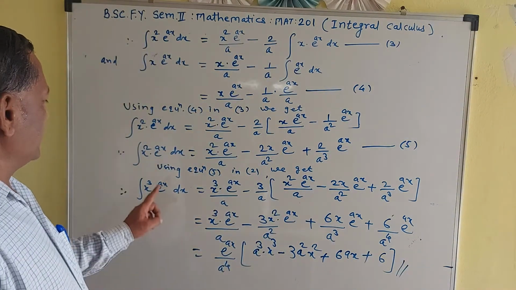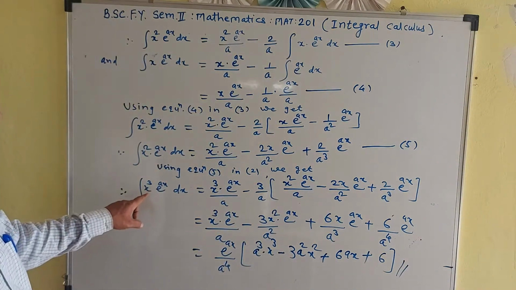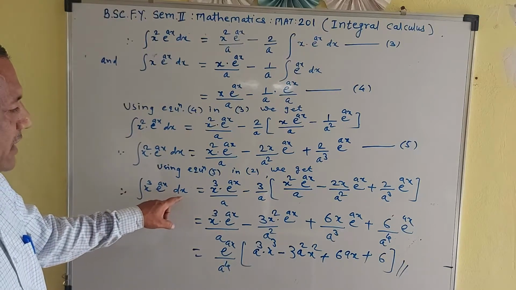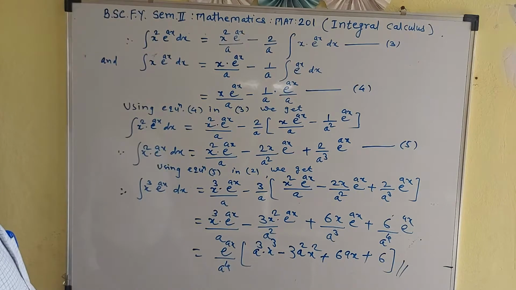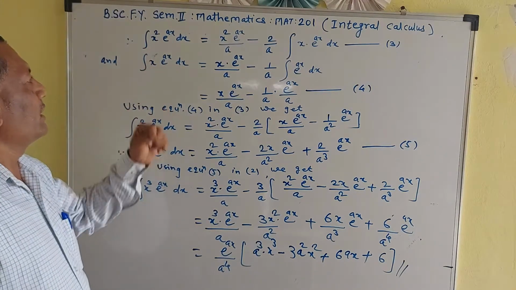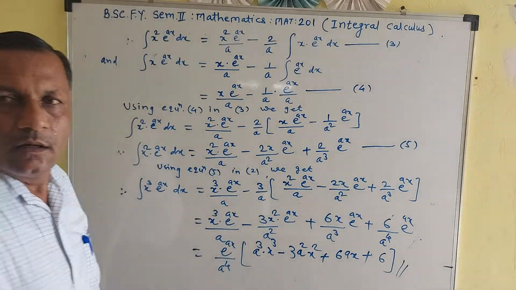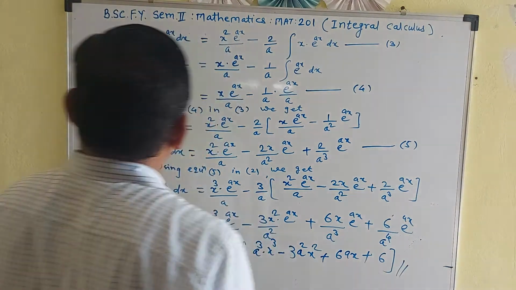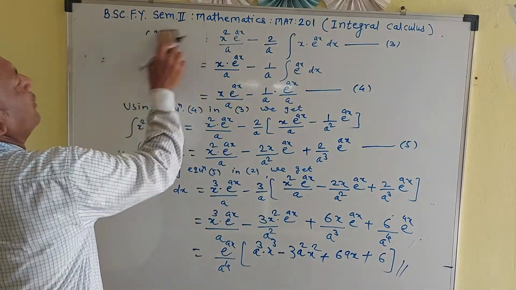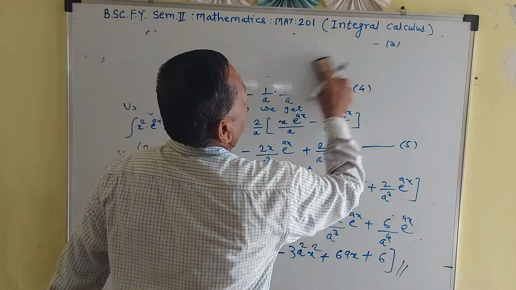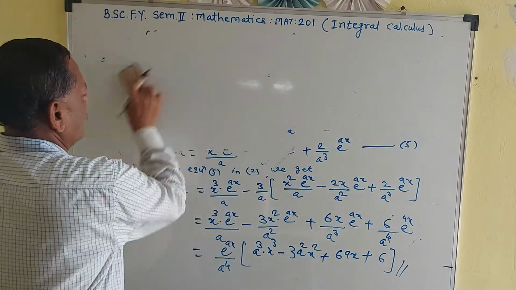So this is the integration of x³ e^(ax) dx using the reduction formula of xⁿ e^(ax) dx. In this way you solve many examples, or you find many reduction formulae using integration by parts. Again we see one more example.